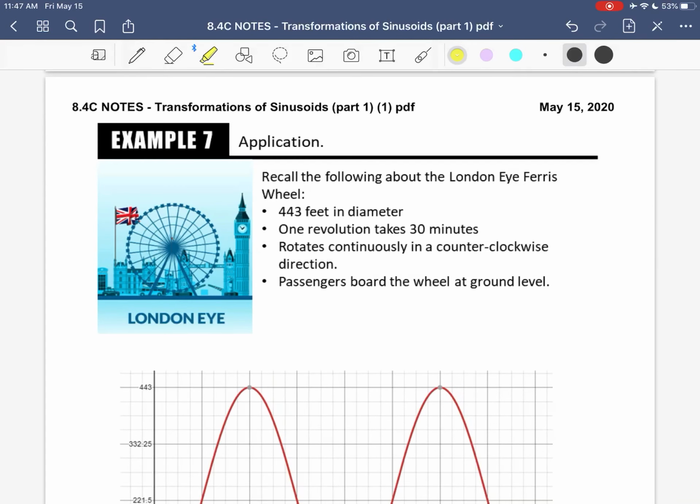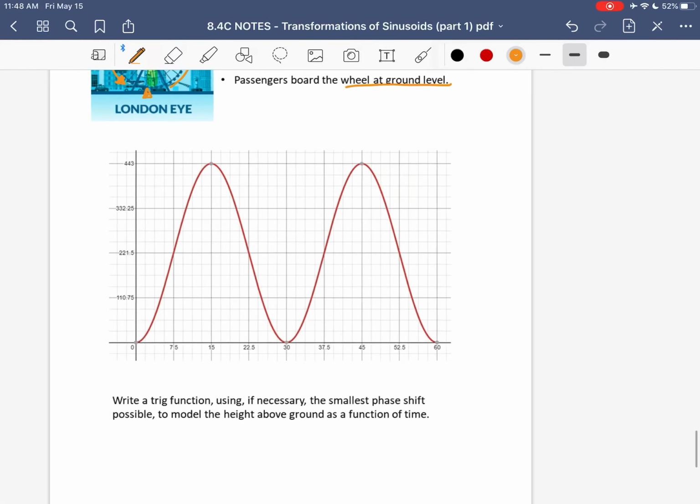Wonderful. Okay, just a couple more. So this one says, recall the following about the London Eye Ferris wheel. It's 443 feet in diameter, so all the way top to bottom is 443 feet. One revolution takes 30 minutes, and it rotates continuously in a counterclockwise direction, meaning we're going this way, around this way. And passengers board the wheel at ground level, so you just board right there at ground level. Okay, cool.